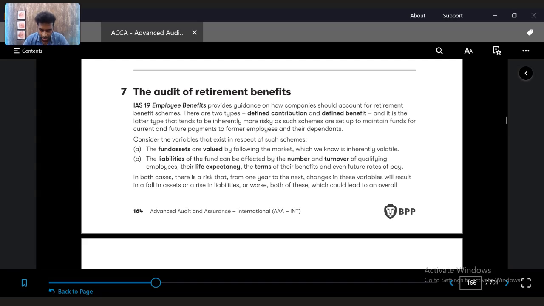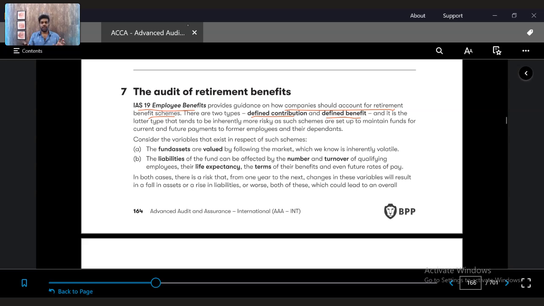So the next topic is the audit of retirement benefits. We would have studied in IAS 19 Employee Benefits, which provides guidance on how companies should account for their retirement benefit schemes. Every company provides retirement benefit schemes for their employees, and there are two kinds of schemes as per the accounting concept.